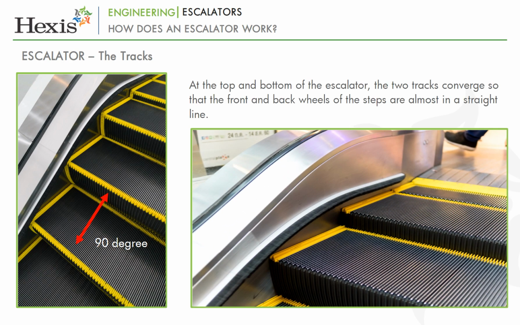At the top and bottom of the escalator, the two tracks converge so that the front and back wheels of the steps are almost in a straight line. This causes the steps to lay in a flat, sheet-like arrangement, one after another, so they can easily travel around the bend in the curved section of track.